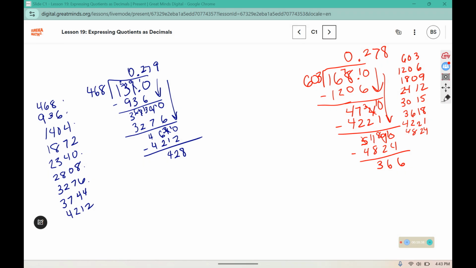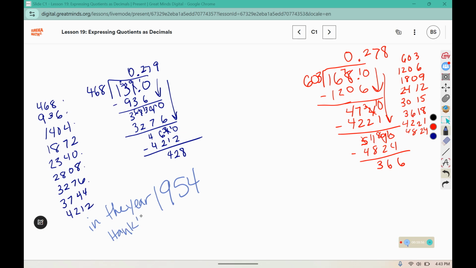The question was, in which year did he have a higher batting average? 0.279 is greater than 0.278. And that first one occurred in 1954. So in the year 1954, Hank's batting average was higher.